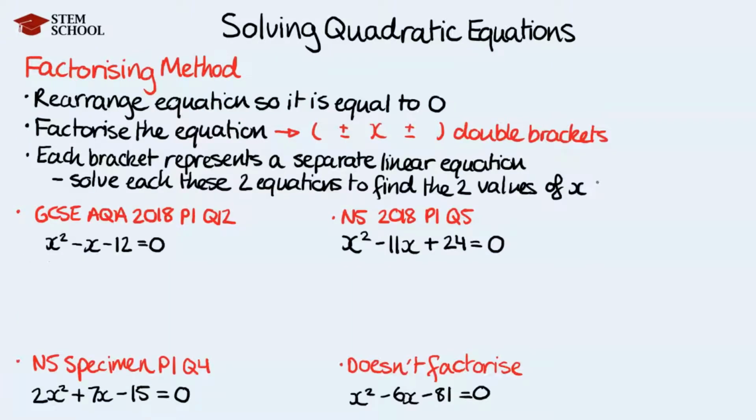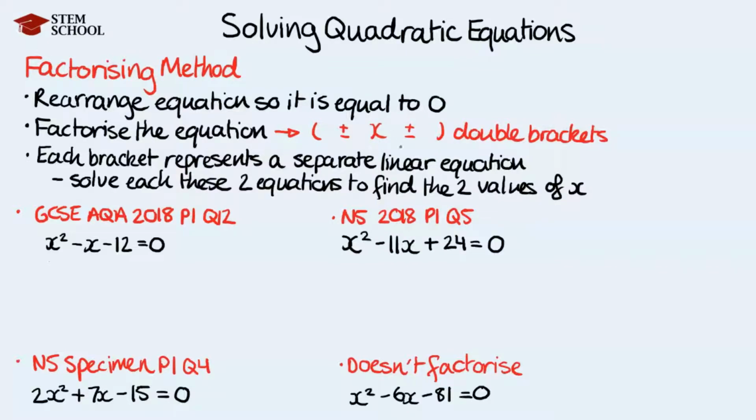So how do we solve quadratic equations by factorising? This is the easiest and simplest method to solve these. It's essentially your go-to method. If this method doesn't work, you'll then try the quadratic formula method. Firstly, you want to rearrange the equation so that it's equal to 0. And once you've done that, you're able to factorise the equation into double bracket form. You can check out my previous video on how to do that for more clarity.